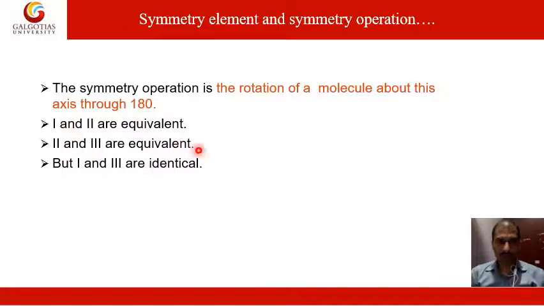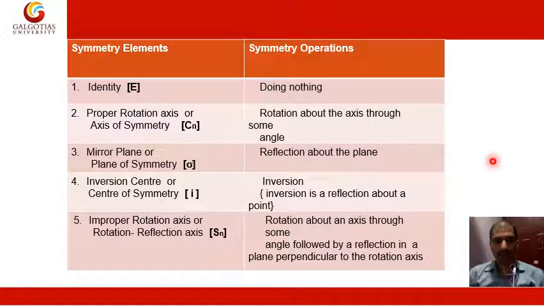The first and second are equivalent, the second and third are equivalent, and the first and third are identical. Identical means if we designate the atoms as HA and HB, you will see the atoms of the molecule in the same position, at the same place.